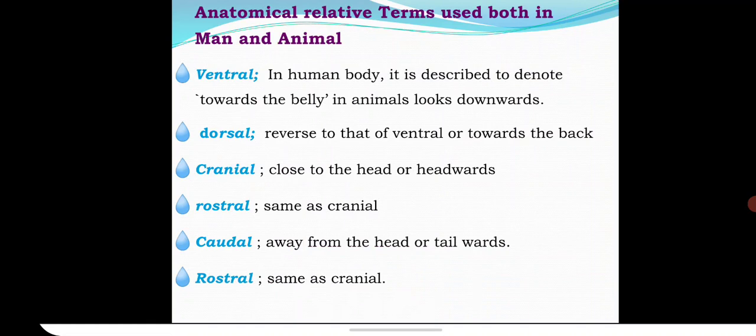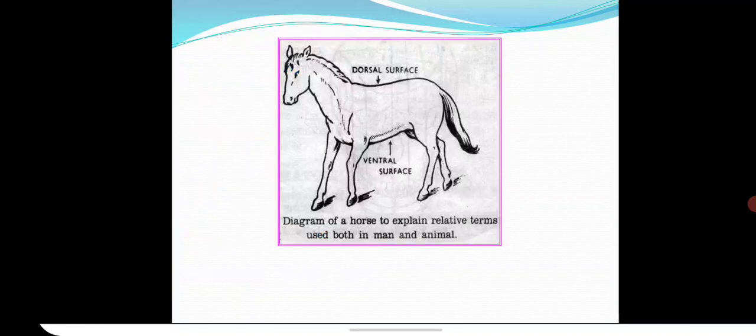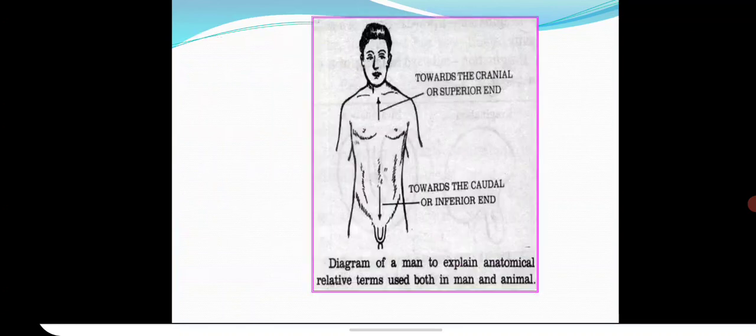Again, some terms are used both in man and animal. Ventral is towards the belly; in animals, that is looking forward, downwards. Dorsal is the reverse of ventral. Cranial is close to the head or headwards. Rostral, as in crane, is the same as cranial. Caudal is away from the head or tailwards. Ventral, dorsal, cranial, caudal and rostral are mainly used now in human embryology. So this is the animal's ventral surface and dorsal surface. So how to understand the cranial and the caudal.